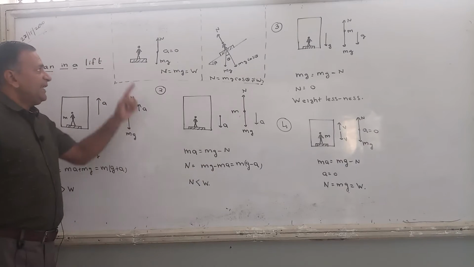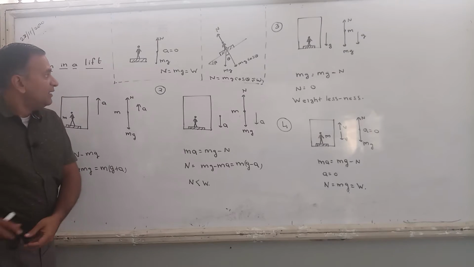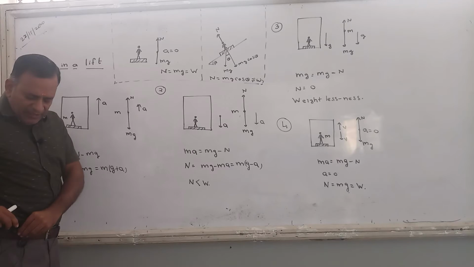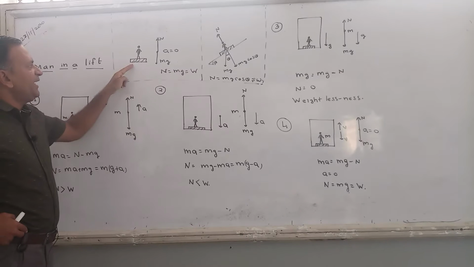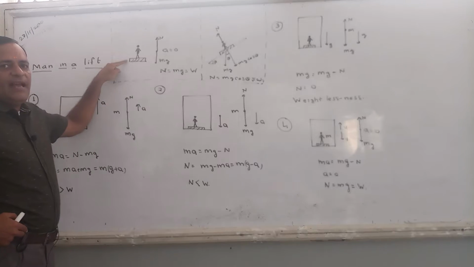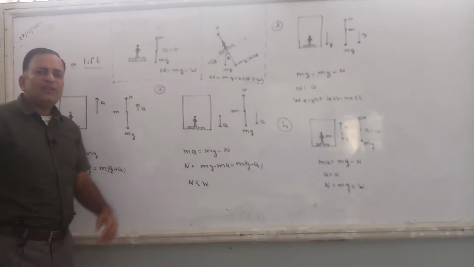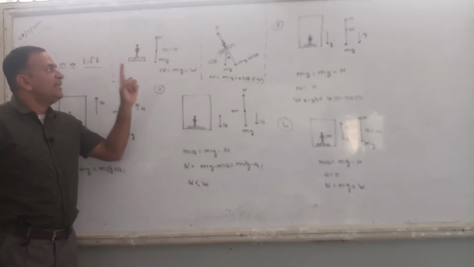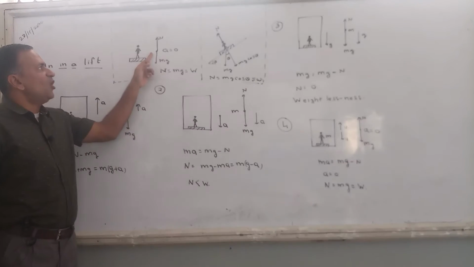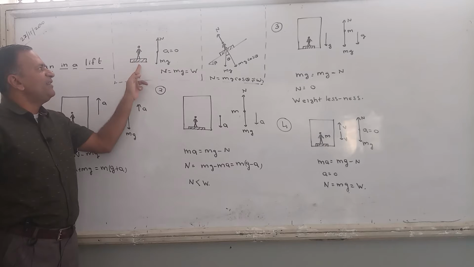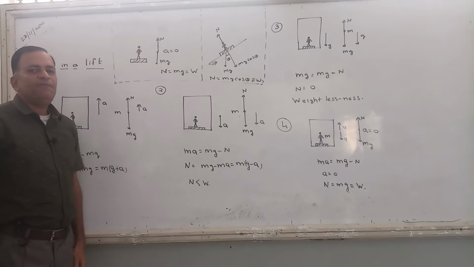Now, take a look at this diagram to see how it is measuring the normal reaction force. A person of mass m is standing on a weighing machine, and there is no acceleration, no movement of the body. How many forces are acting on him? One is the gravitational force in the downward direction. The other is the normal reaction force applied by the weighing machine on the person, in the upward direction.